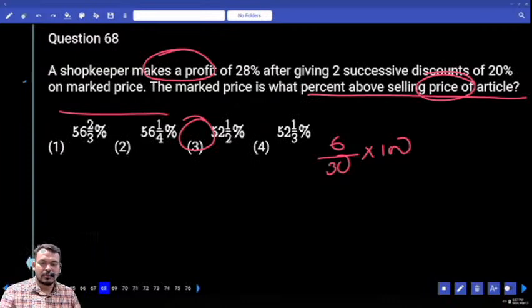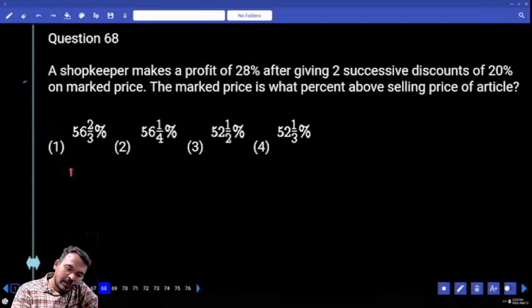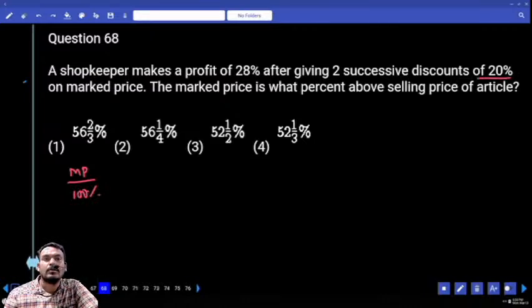Next, question number 68. A shopkeeper makes a profit of 28% after giving 2 successive discounts of 20% on market price. The market price is what percent above the selling price of the article? Suppose the market price we consider as 100%. In that, first time discount 20%.